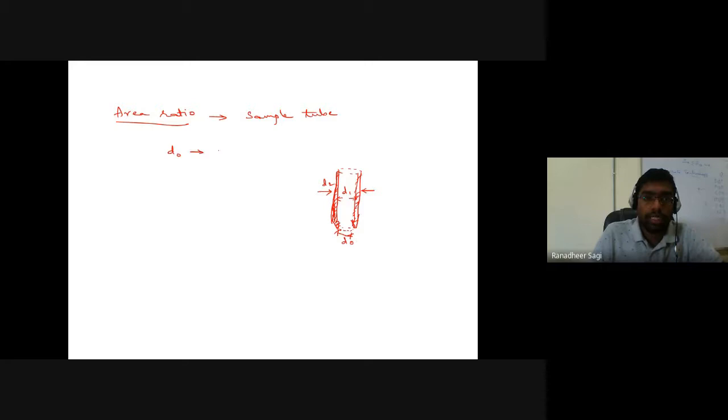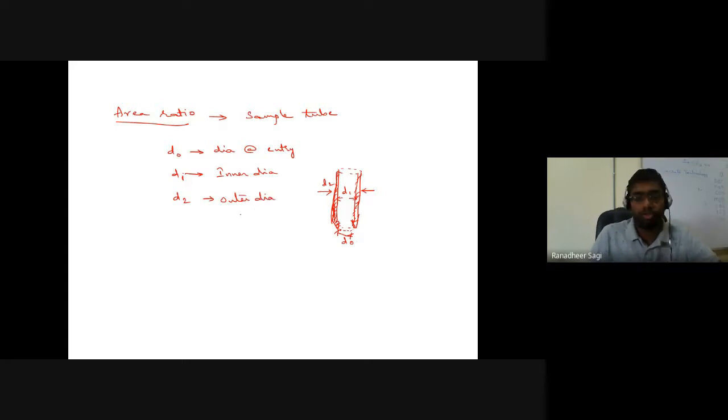D0 indicates diameter at entry. D1 indicates inner diameter. D2 indicates outer diameter of the sampling tube.